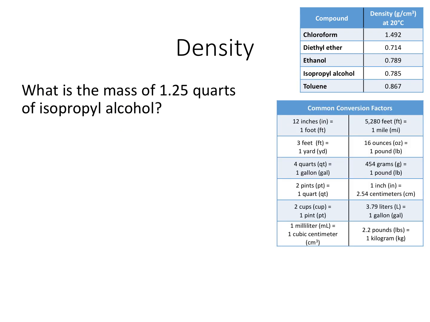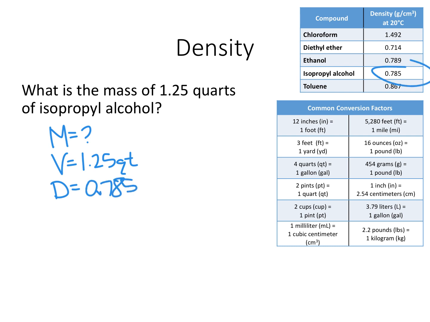So let's try this again. What is the mass of 1.25 quarts? And then the density of isopropyl alcohol is 0.785 grams per milliliter, or grams per centimeter cubed, whichever works easier for your problem. Okay, so I'm going to have to convert quarts to milliliters. Let's see, quarts to milliliters.